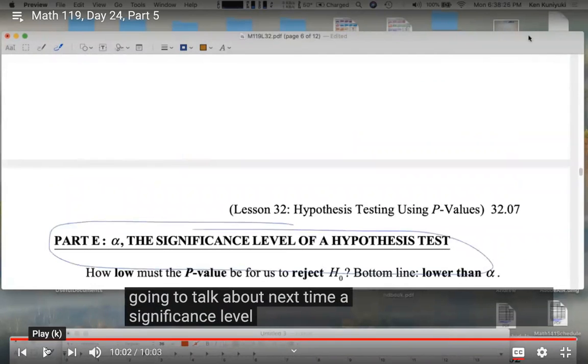So remember, the p-value, any questions, by the way, remember the p-value is a measure of how unusual sample results are under the null, under the assumption that the null is true, like the coin is fair.